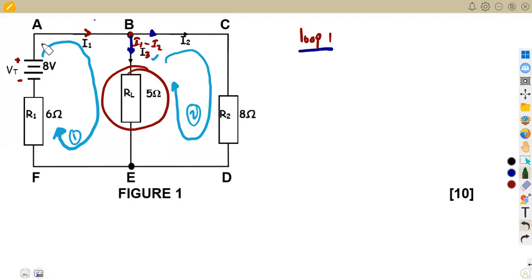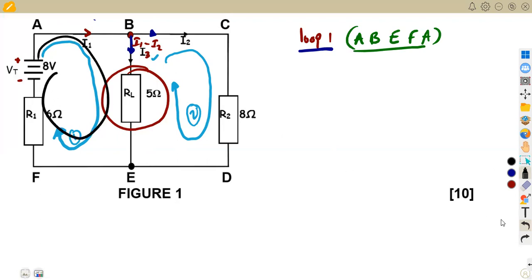All right, so loop one, I'm just going to take this as A, B, and so on. So I'm just going to move from A to B to E to F, then back to the point A. So here I've got a voltage source, and this will be taken as positive as I'm moving from the positive in this direction. So I'm maintaining the direction of the flow of current. So the voltage source 8 there is equal to the sum of the voltage drops.